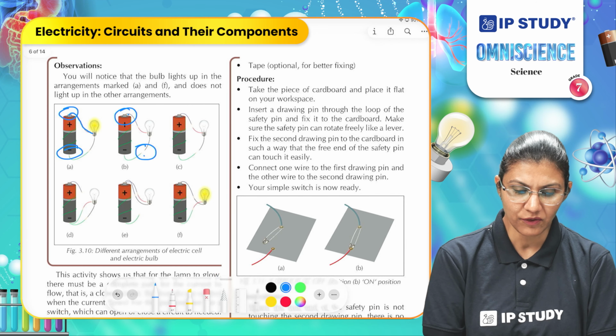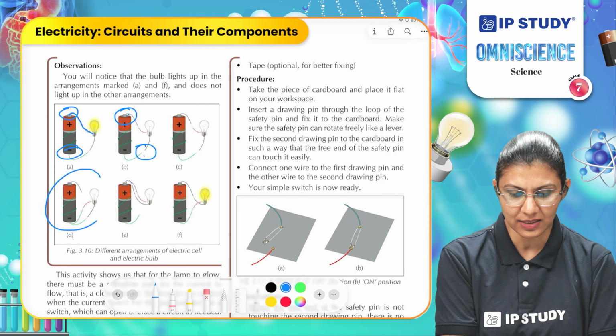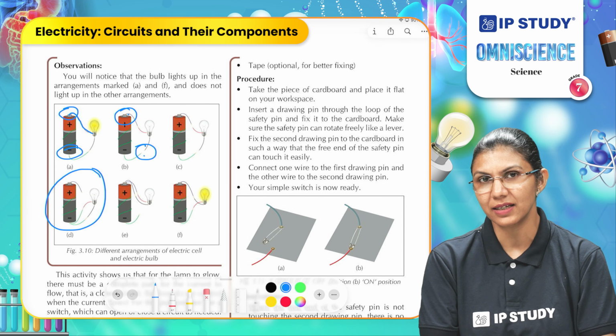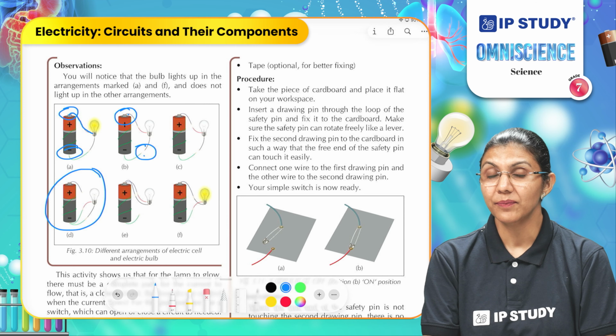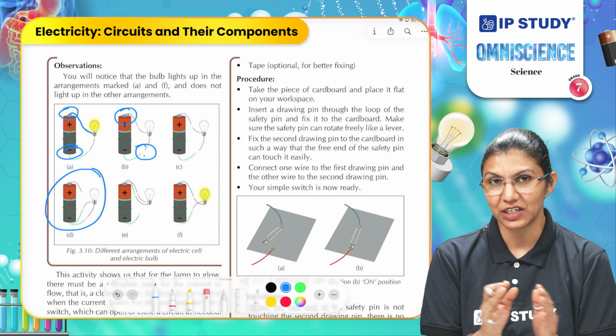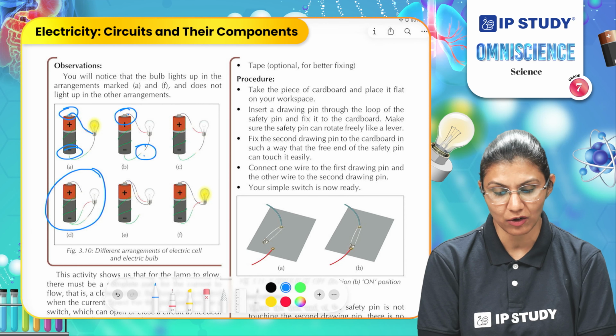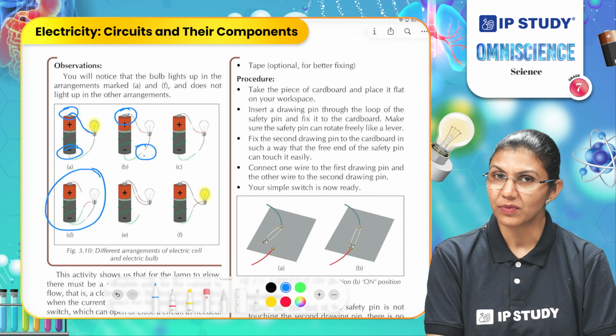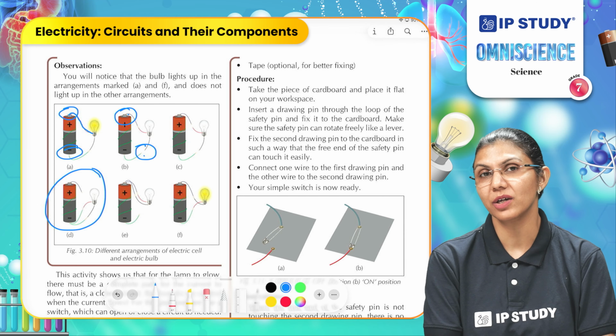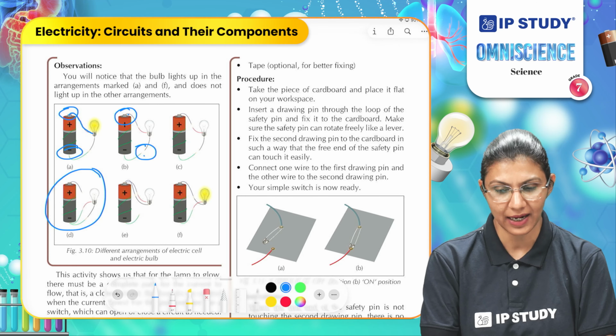So if you observe all these cases, either the circuit is incomplete because of incomplete connections between the components, or because of incorrect connections between the components. In such cases, the current does not flow and you cannot see the bulb emitting light energy.